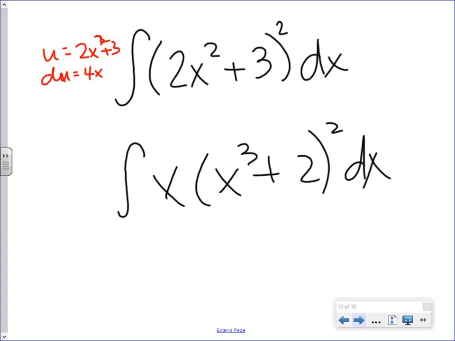What's your only option in that first example? Multiply it out. Not a big deal. It's just a squared binomial. That's an easy one. Okay? Multiply it out. Do the power rule 3 times.